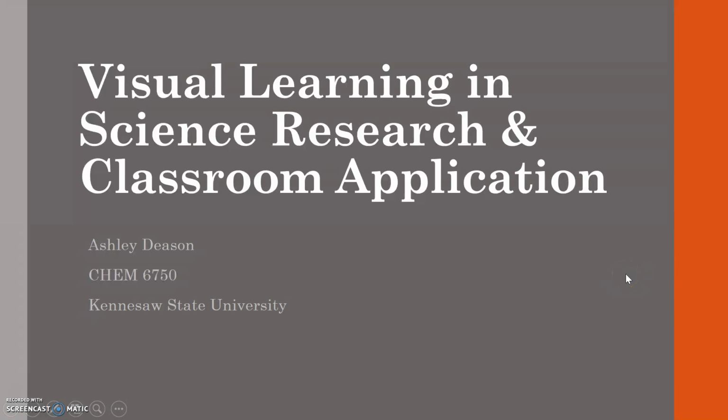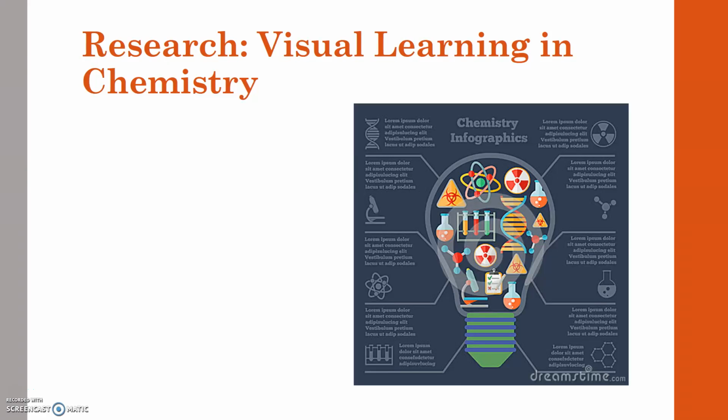Hi, this is Ashley Deason, and this is my presentation for Chem 6750 about visual learning in science research and classroom application. The image on the screen is just a basic chemistry infographic that you can find by Googling images in chemistry. Looking at this image, you can see that there are lots and lots of pictures that have meanings in chemistry, but they may also have meanings in other sciences.